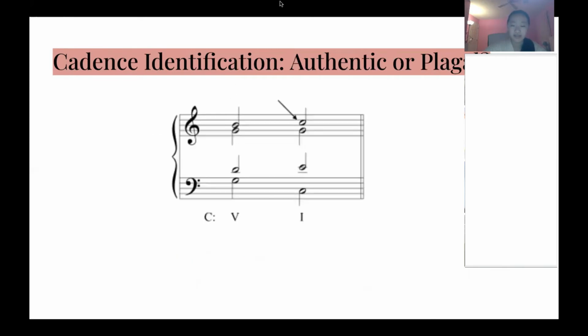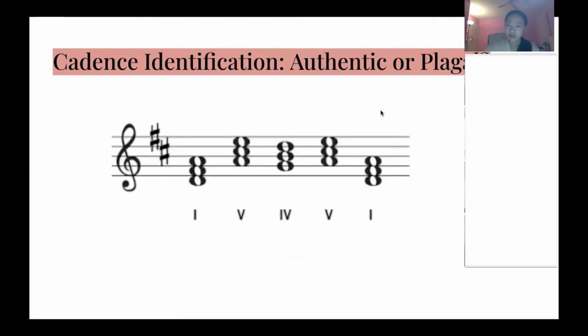Good job. Okay, this one is in C major and it's labeled for you. So is this one authentic or plagal? Authentic. Very good. Because it's 5 to 1, this one is authentic. I think this is the last one. Okay, there's 5 chords this time, but remember, we're only looking for a 4-to-1 or a 5-to-1. So do you see an authentic or a plagal cadence? Authentic. Very good.